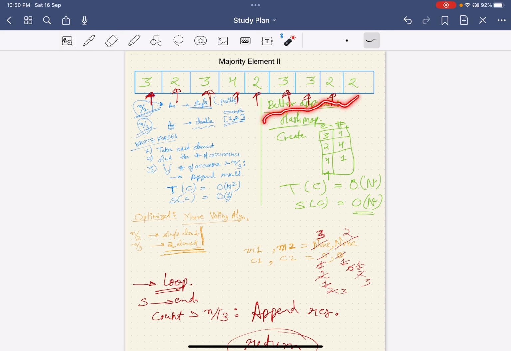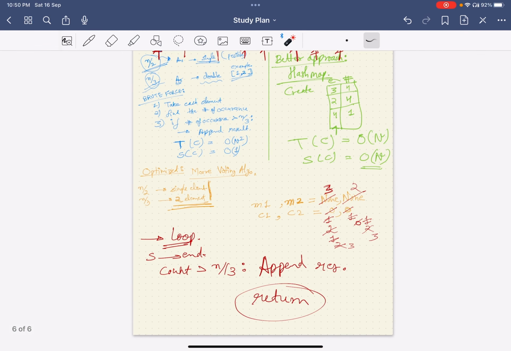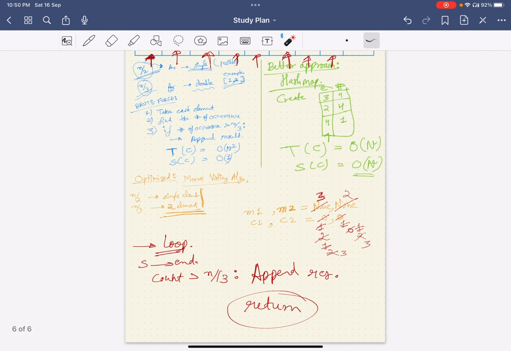Then we will look at the better approach, which uses a hash map. First we create this hash map, but the problem with this is that the space complexity takes O(n). So to solve this, the time complexity is O(n) only, but in the space complexity we are able to solve it within O(1).